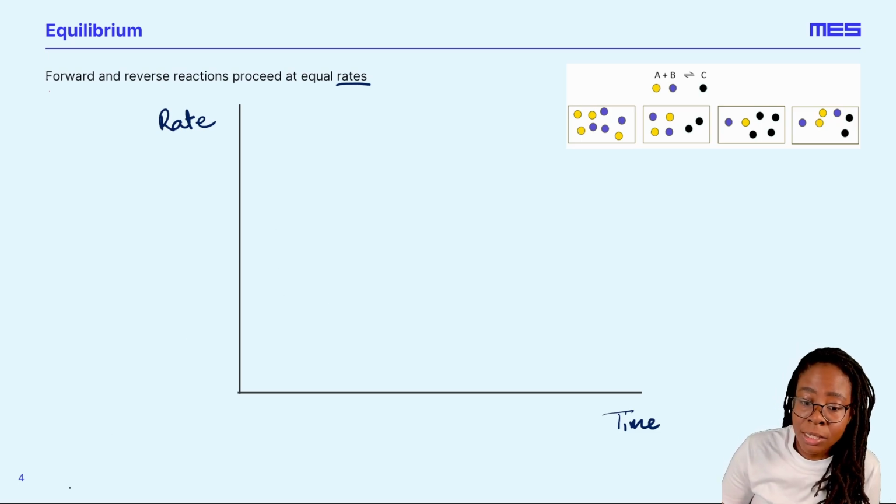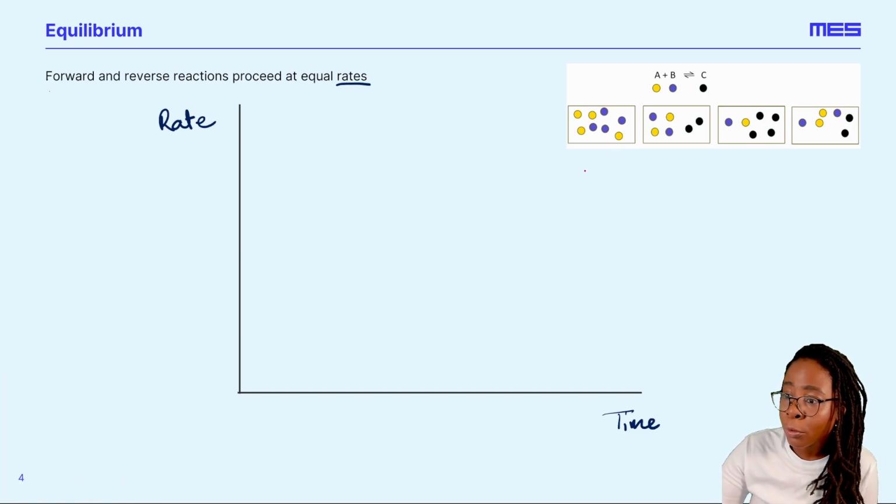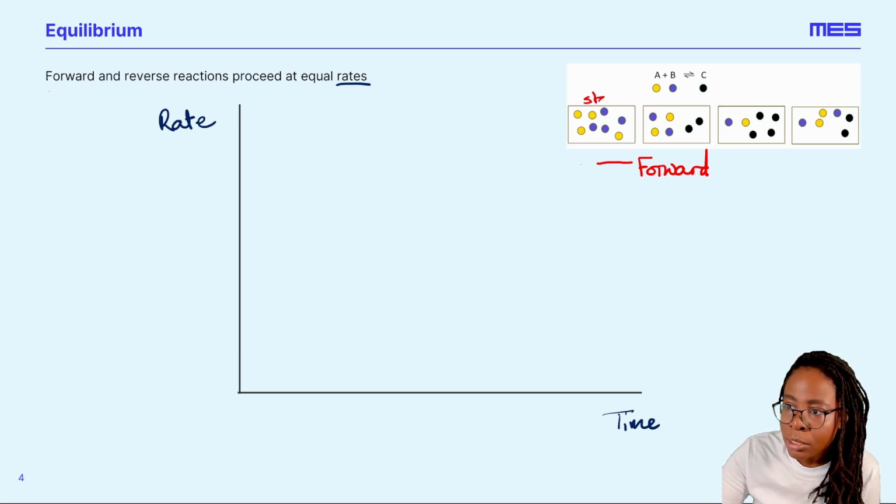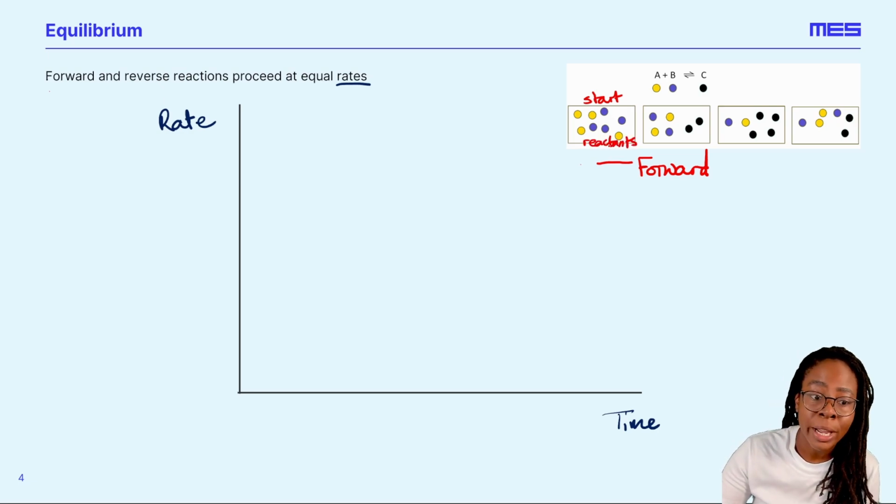At the start, if we just monitor the rate of the forward reaction, which I'll show with a red line, the rate of the forward reaction is going to be the fastest. That's because at the start of the reaction, we only have reactant particles. We've got the greatest number of reactant particles, so we're going to have the most frequent successful collisions, so we're going to have the highest rate. So we're going to start up here.